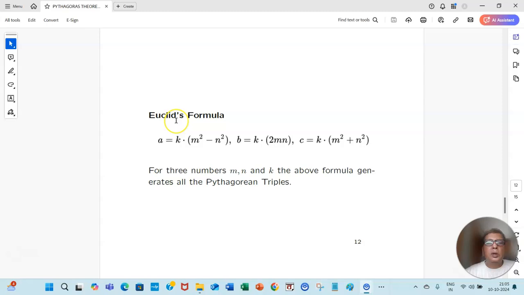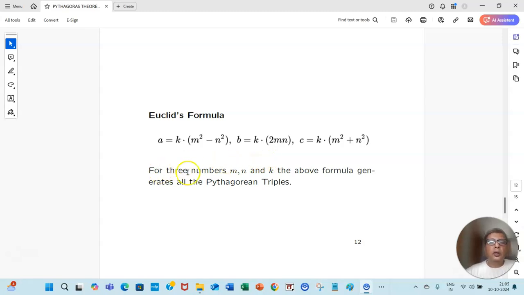Now we have Euclid's general formula for any three numbers k, m and n. m is of course bigger than n. If we take a equals k times (m squared minus n squared), b equals k times 2mn and c equals k times (m squared plus n squared), then we get a squared plus b squared equals c squared, which is easy to prove.